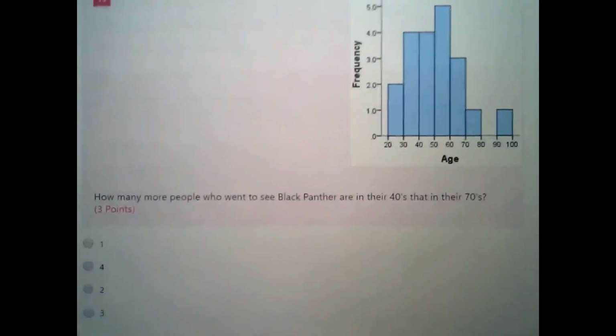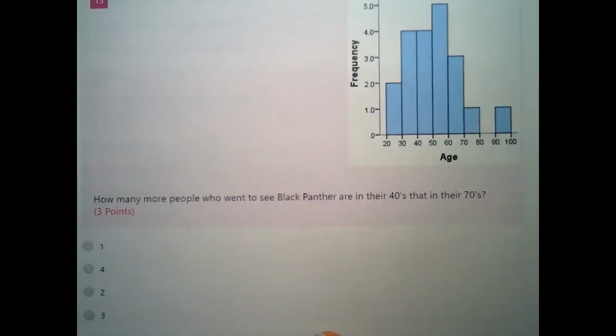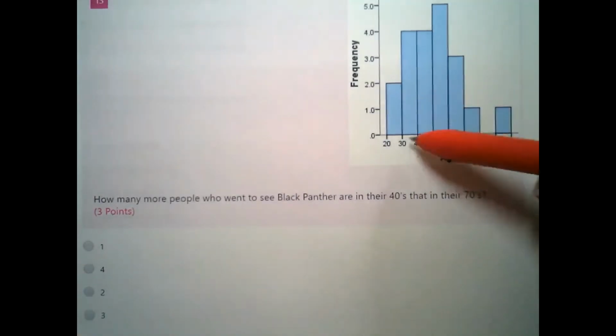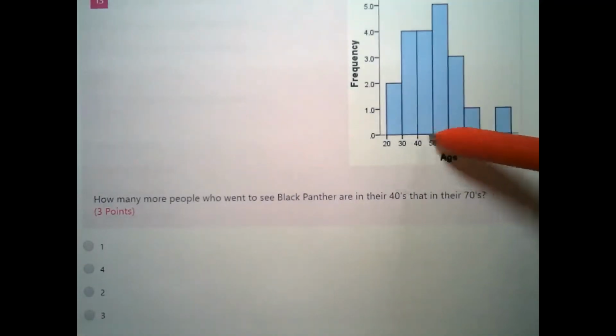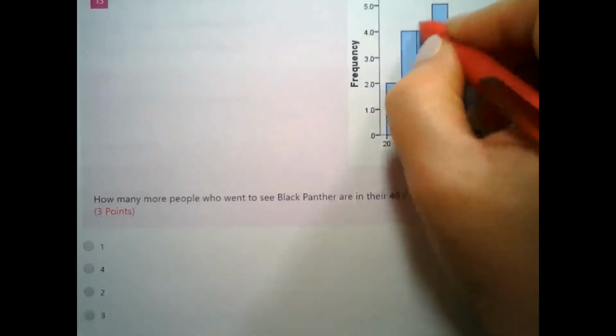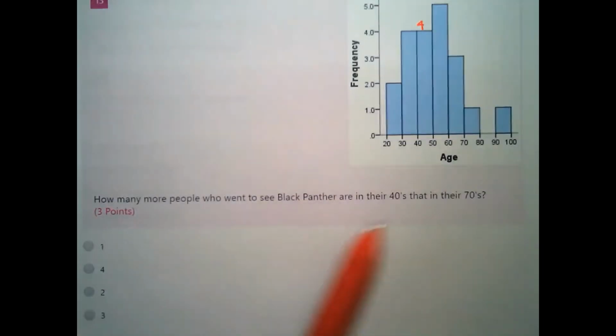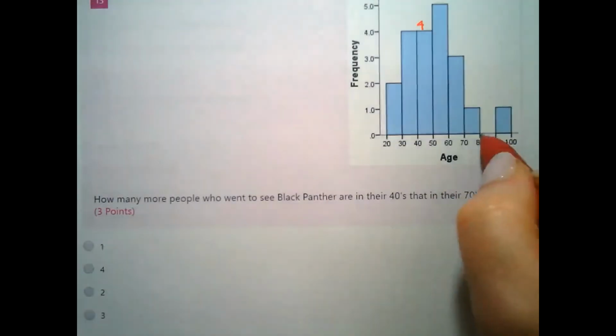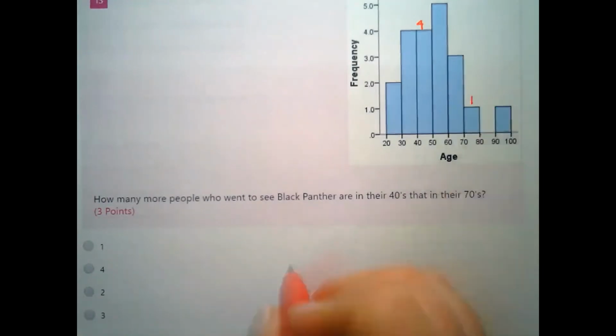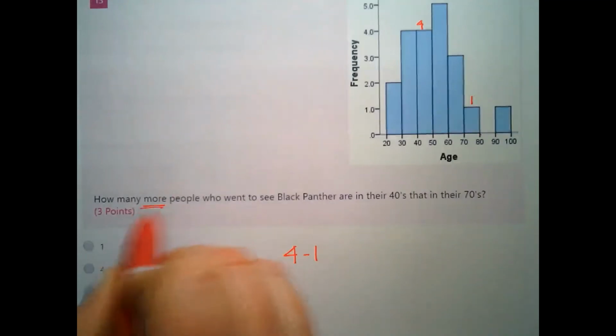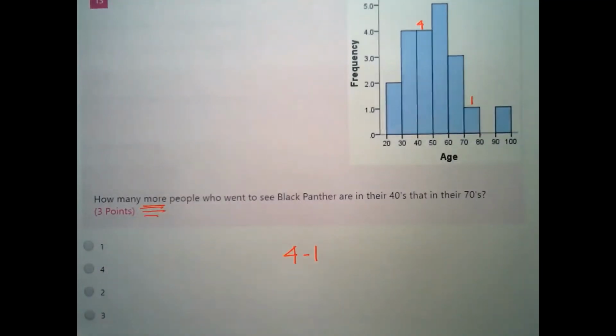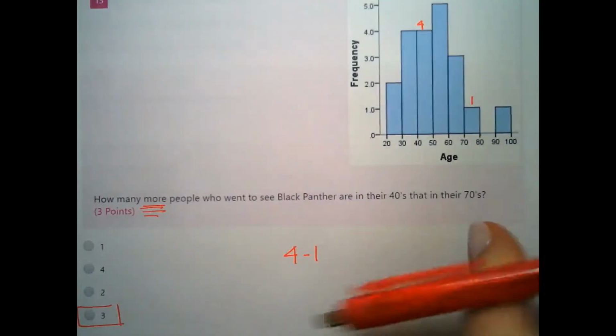All right, question number 13 asks how many more people went to see Black Panther that are in their 40s than in their 70s. So let's take a look at the 40s. That's from 40 to 50. There were 4 people. And the ones that are in their 70s, that's from 70 to 80, there was 1 person. So if we take 4 minus 1, because we want to know how many more people, 4 minus 1 is 3, and that will be the answer to that question.